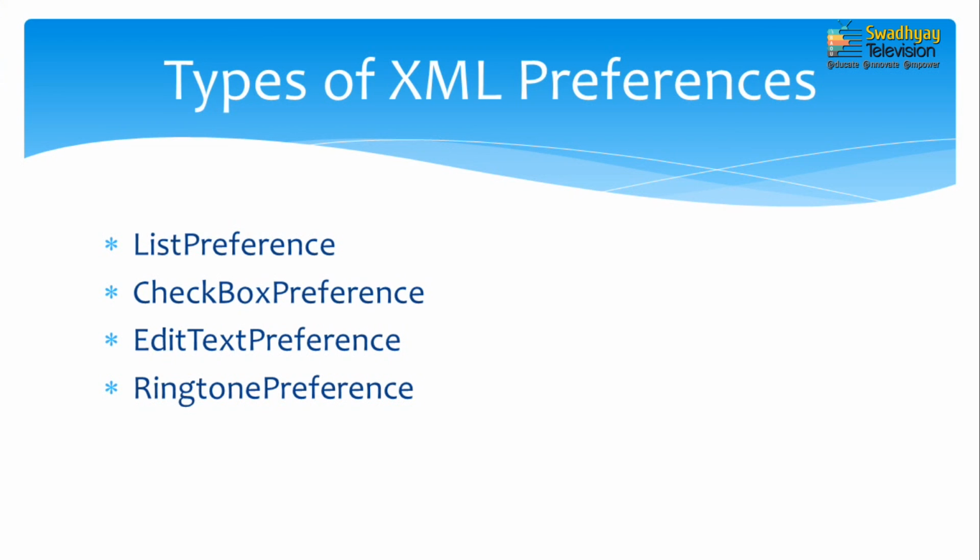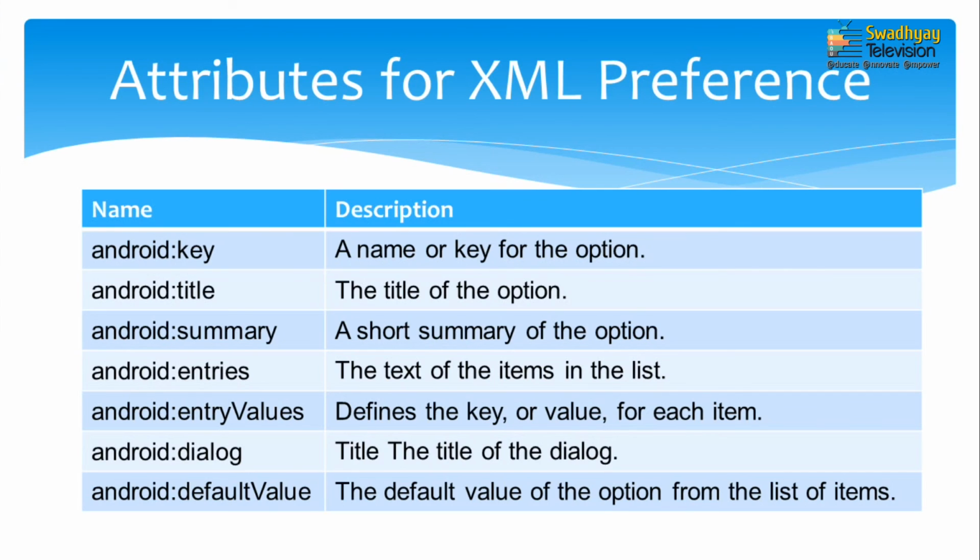Checkbox preference allows the user to check a particular item for preference. We can get text using edit text preferences, and with ringtone preference the user has flexibility for selecting ringtones. So, these are examples of XML preferences that you can define inside your XML file. When you define these preferences in an XML file, you have to use certain attributes.